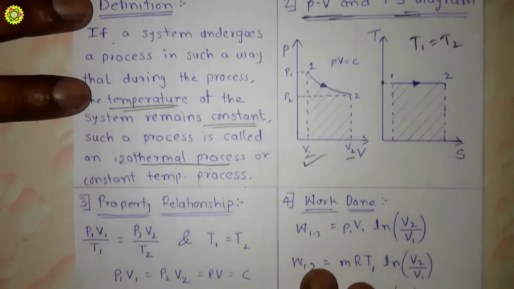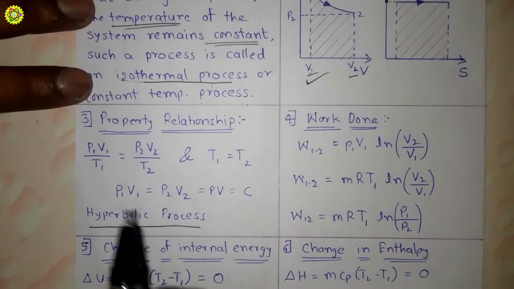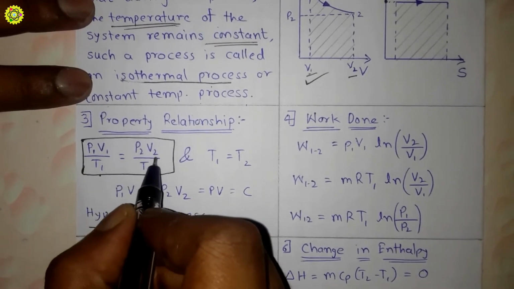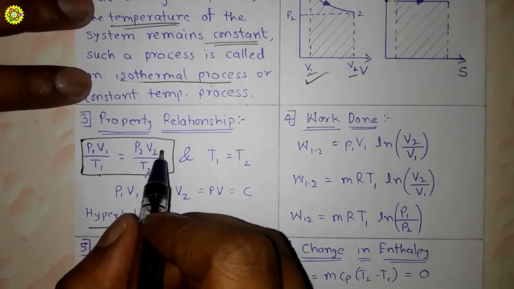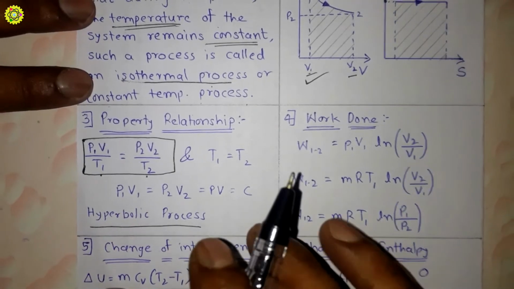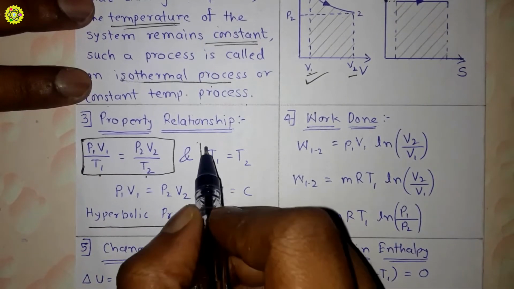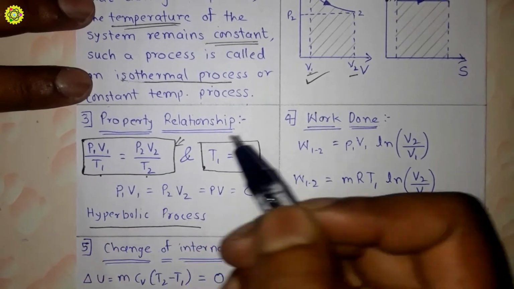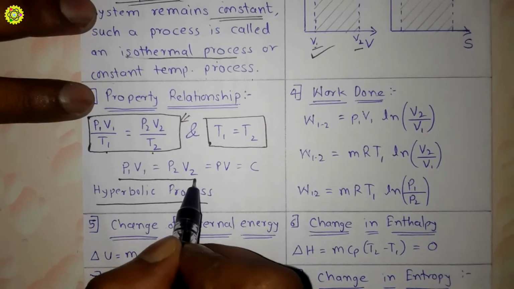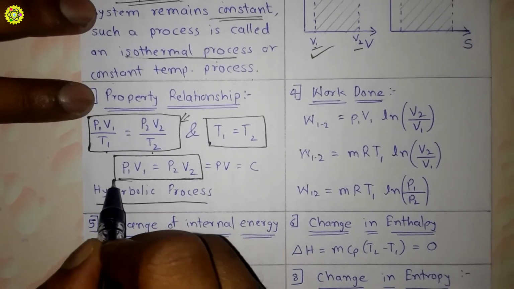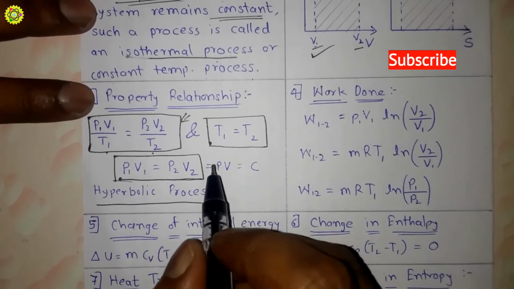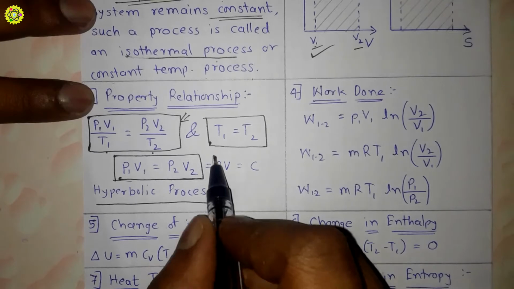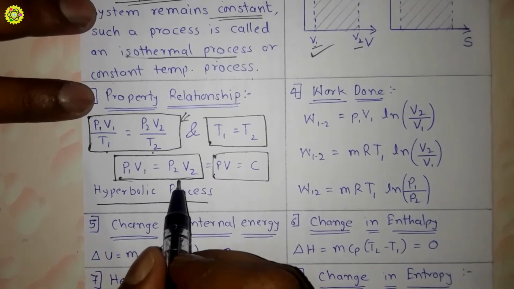Okay, now see here property relationship. Here this equation, that is P1 V1 upon T1 is equal to P2 V2 upon T2, is a general property relationship equation. And here in this case as temperature is constant, so here T1 is equal to T2. So after simplifying this general equation we will get here P1 V1 is equal to P2 V2. Okay, as you can see, when we go further in this process we got here PV is equal to constant, that is P1 V1 is equal to P2 V2.